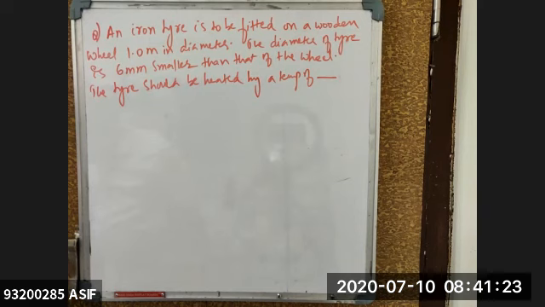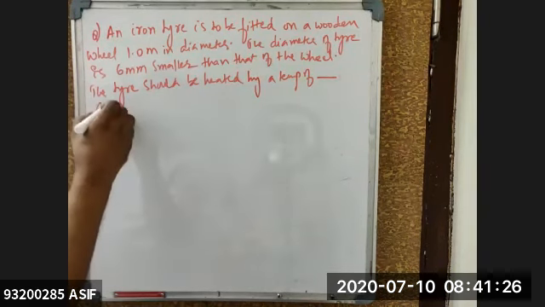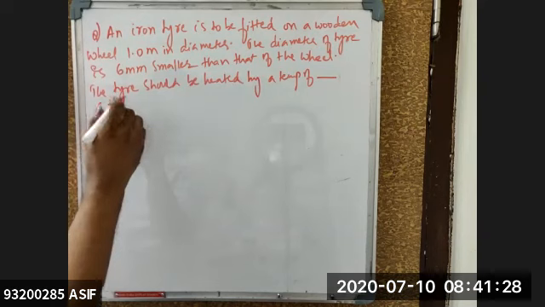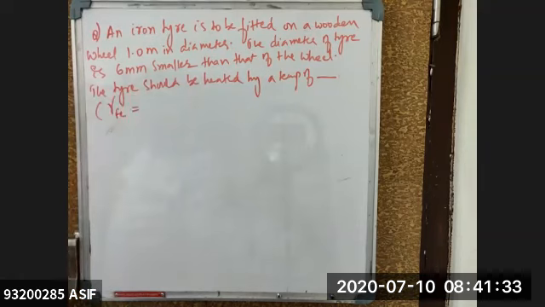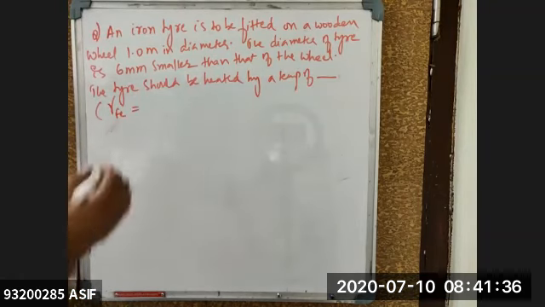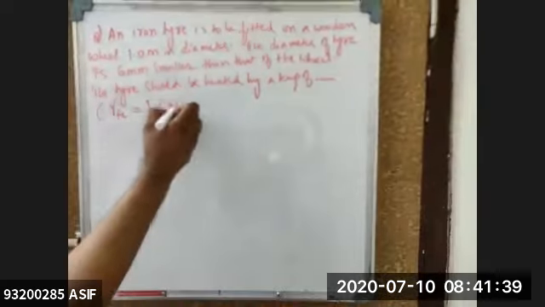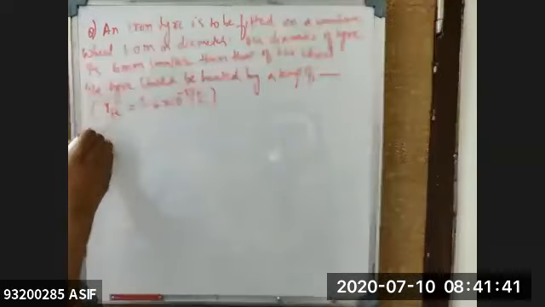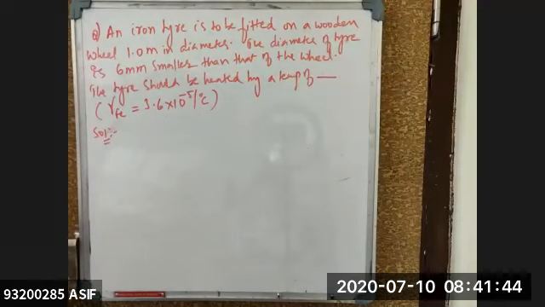Coefficient of volume expansion, that means gamma of iron. Iron is represented by the symbol Fe. Gamma of iron is 3.6 into 10 to the power of -5 per degree centigrade. An iron tire is to be fitted on a wooden wheel of 1 meter in diameter. The diameter of the tire is 6 mm smaller than that of the wheel. The tire should be heated by a temperature of dash so that it can fit. How much?